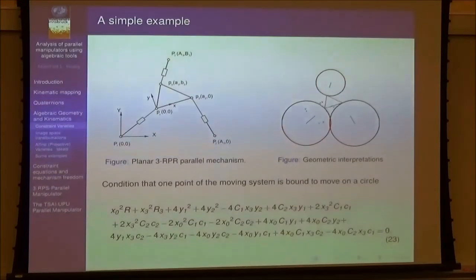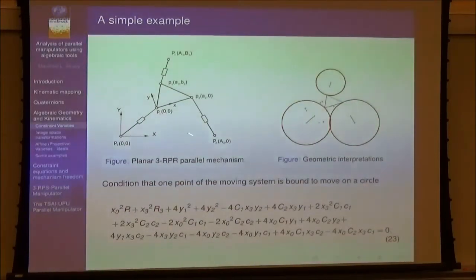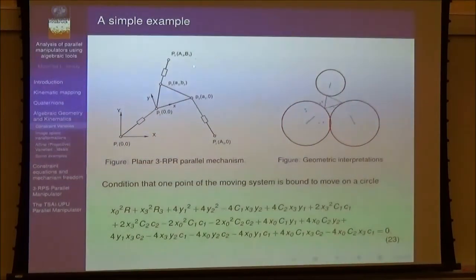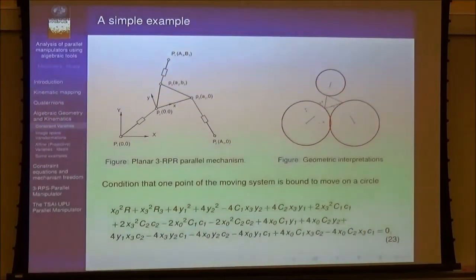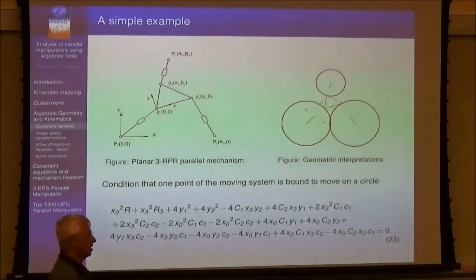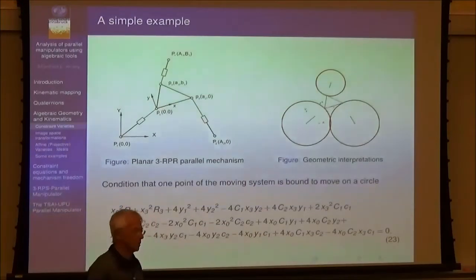But what you have to realize now is that here we are living in the Euclidean space, in the motion space, and this is the kinematic image space. Each quadruple of coordinates corresponds to one pose of this triangle. So essentially what we have to do now is find out the simplest constraint equation. And this is also something that is very important.